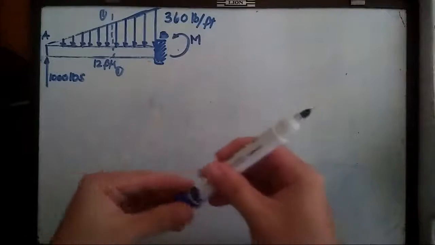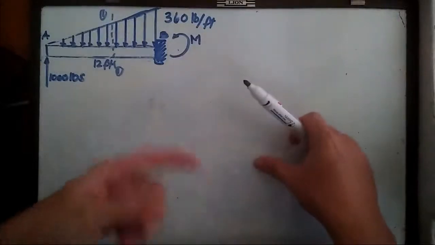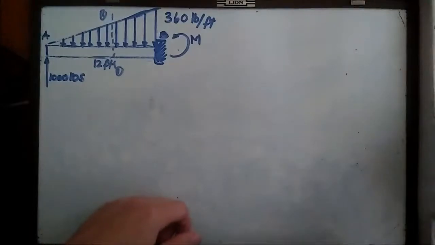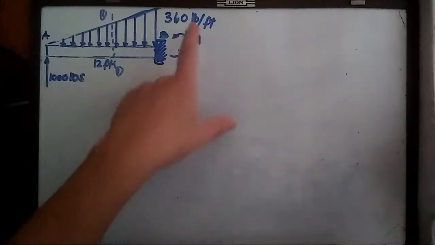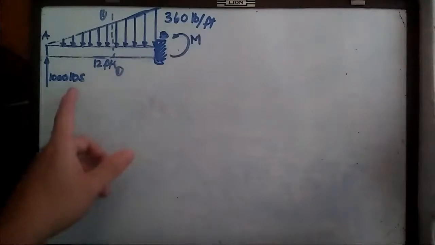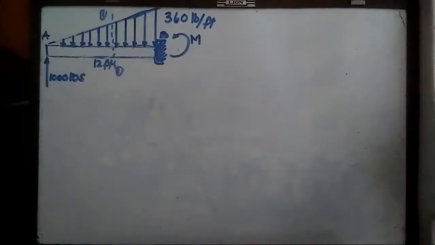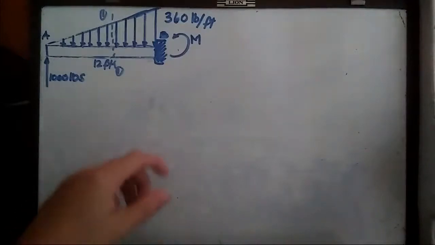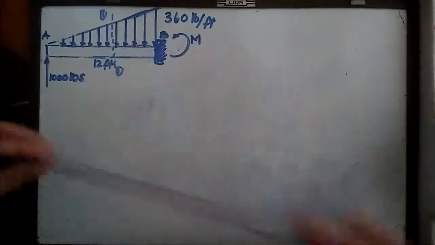Our goal for this problem is to determine the corresponding shear and bending moment diagrams, and of course also the corresponding forces inside our beam, having an external load of 360 pounds per foot and this 1,000 pound concentrated load applied at point A. Before doing that, let's first simplify the free body diagram of this beam.